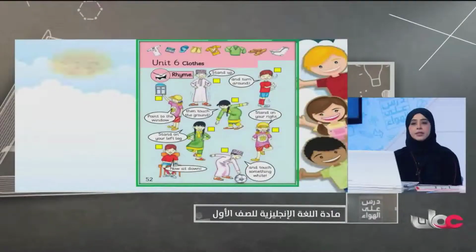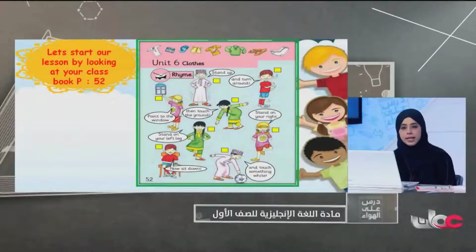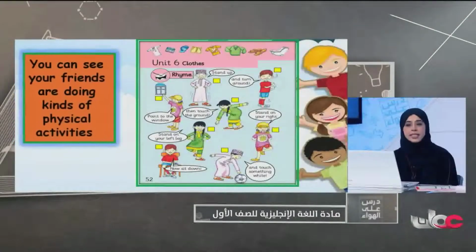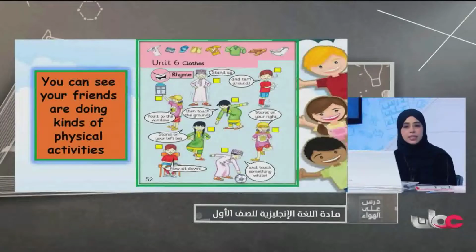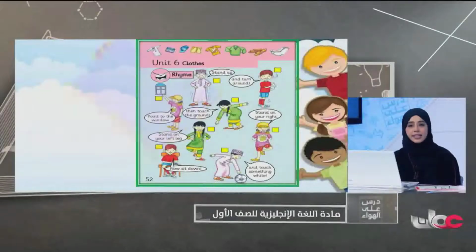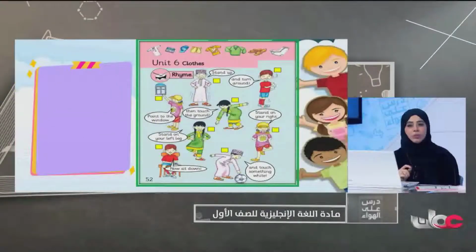Let's start first by looking at your class book on page 52. Here you are going to learn some physical responses. As you can see, your friends on this page are doing some kind of physical activities. You can see here Sami, Paul, Maha, Vicky. All of your friends are going to do physical activities. Let's see what they are doing.